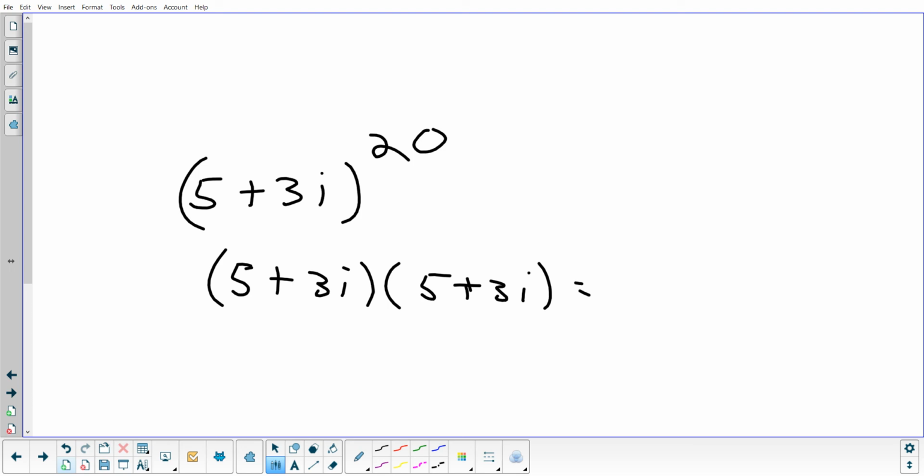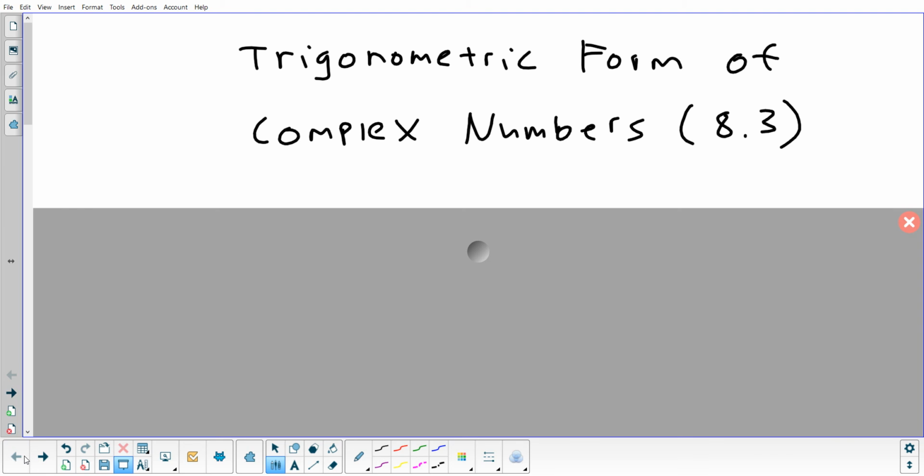Now, if you had it to the power of 20, you'd have to write 5 plus 3i 20 times, and you'd have to distribute every factor to every factor. That's not that doable. So if we can learn how to write complex numbers in a different way, this problem is just as easy as this problem. Doesn't make a difference how big of an exponent you put. But the key is learning how to write complex numbers in what we call trig form, rather than writing them in standard form.